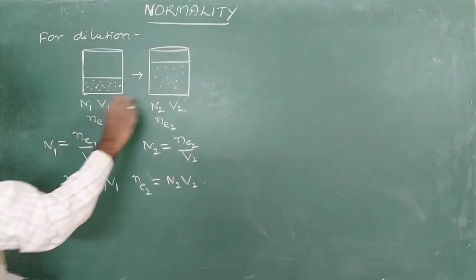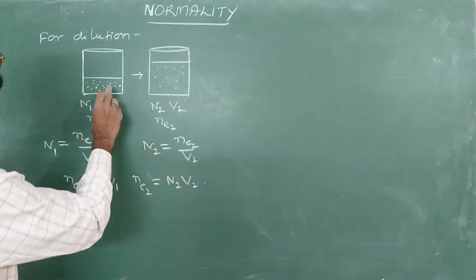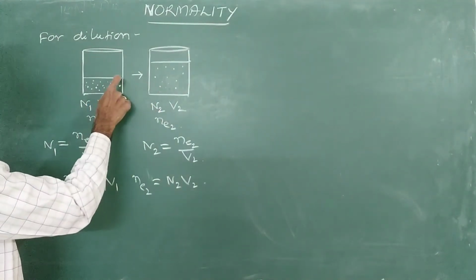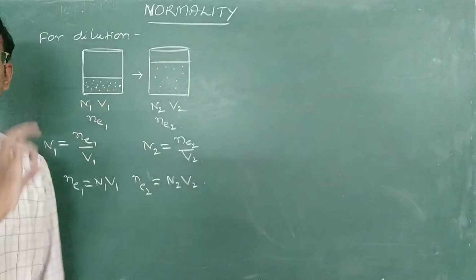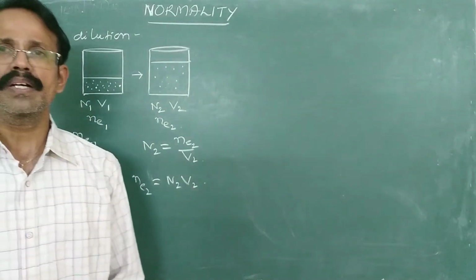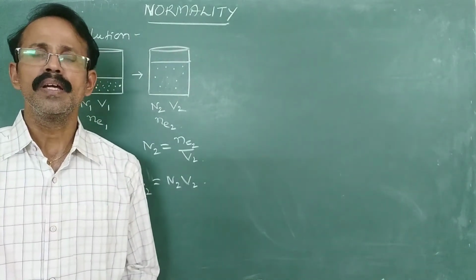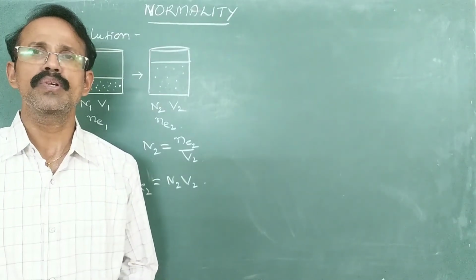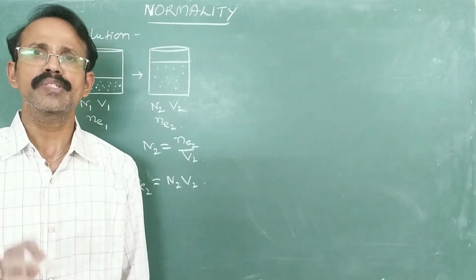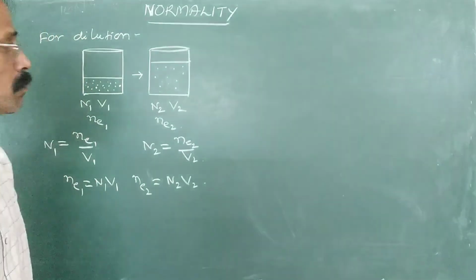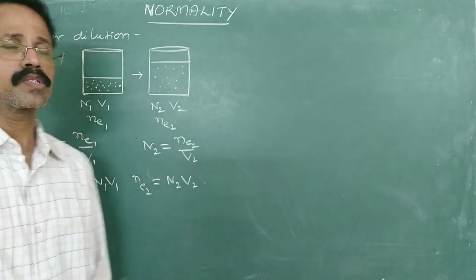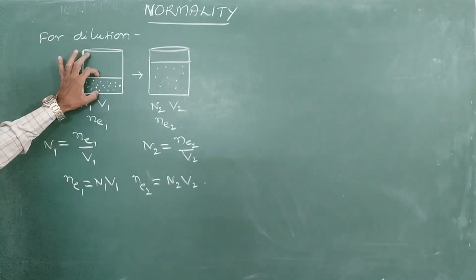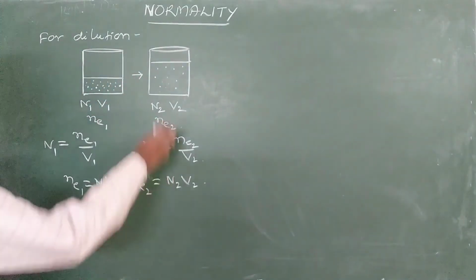So remember, this solution is obtained from this solution. So this is diluted, so what happens? Volume of the solution is increased, that is nothing but increase in volume of solvent. Volume of the solution is increased due to increase in volume of the solvent, but not solute, because solute is not changed. Amount of solute remains same before dilution and after dilution.